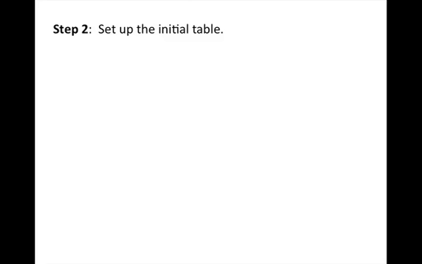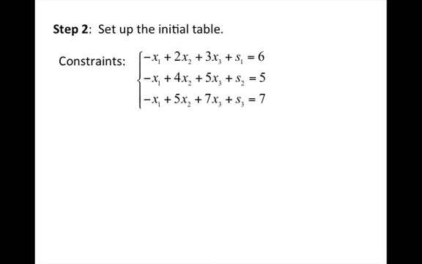So this time I'm going to have 4 rows or 4 equations. I have 3 inequalities for my constraints. So I'm going to have to introduce 3 slack variables. For the first inequality, I add the s sub 1, and I get negative x sub 1 plus 2x sub 2 plus 3x sub 3 plus s sub 1 equals 6. In the second inequality, I add the s sub 2, and I get negative x sub 1 plus 4x sub 2 plus 5x sub 3 plus s sub 2 equals 5.